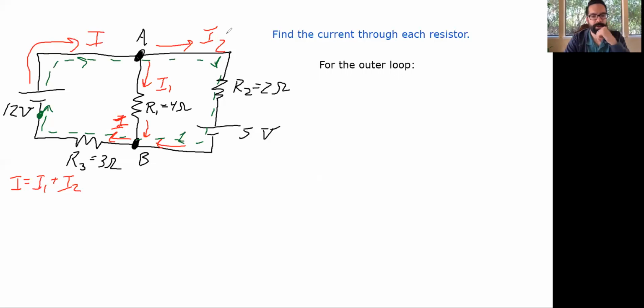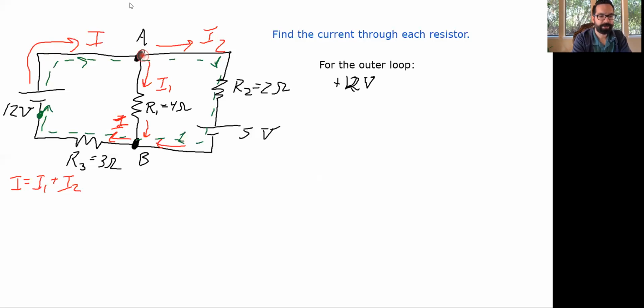Okay, so for the outer loop, as I go around that outer loop, let me start with that dot. So starting with that dot down here, I'm starting here and I'm going up. So as I start here and go up, we go through this battery, lower potential to higher potential, so the voltage gain there. So we get a voltage gain plus 12 volts. Okay. Keep going around. Nothing here. There's nothing going on.